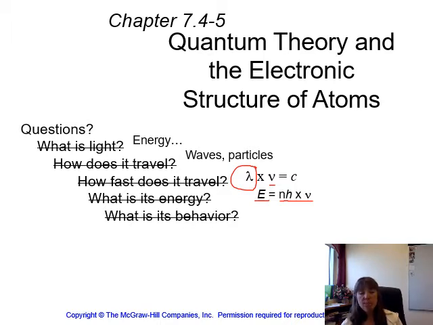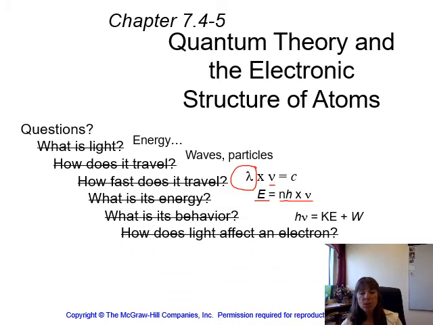What was light's behavior? If you remember, we went into the photoelectric effect, and the photoelectric effect, Einstein was talking about that light caused the ejection of an electron. So it has a certain behavior like a particle, and that's why it could eject an electron from that metal.